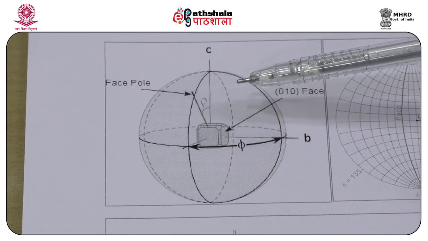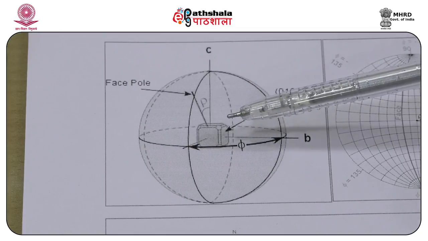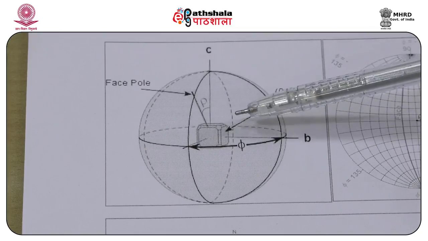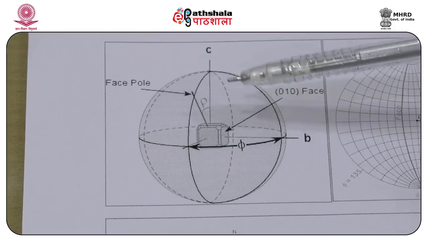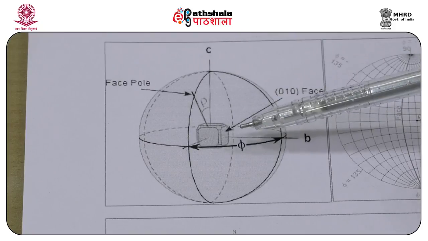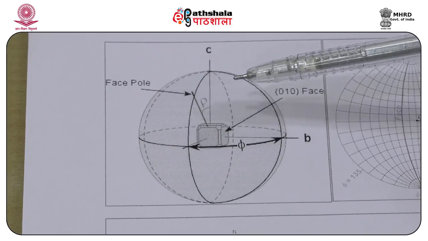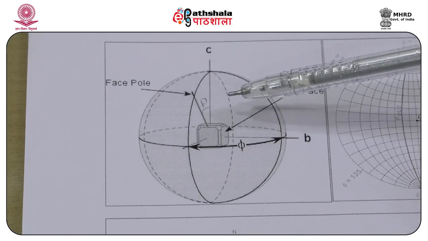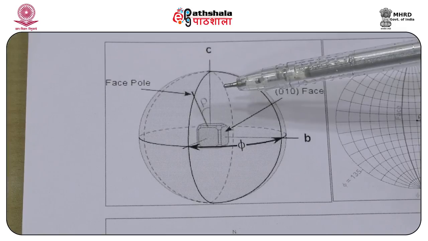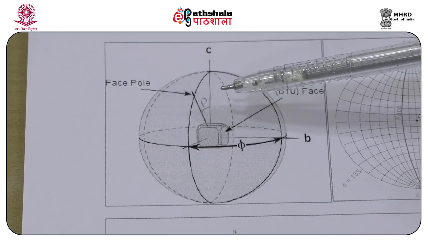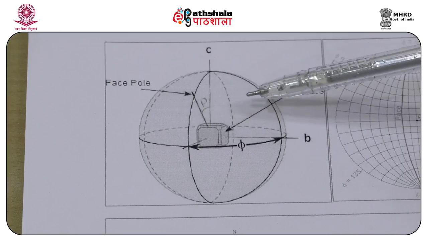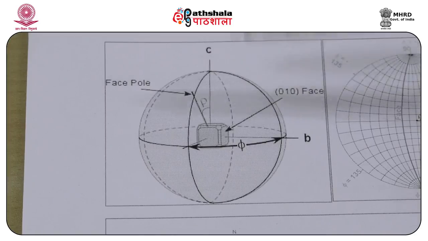In the figure, we can observe that a crystal face has a rho angle measured in the vertical plane containing the axis of the sphere and the face pole, and a phi angle measured in the horizontal equatorial plane. So it has a rho angle of 90 degrees.